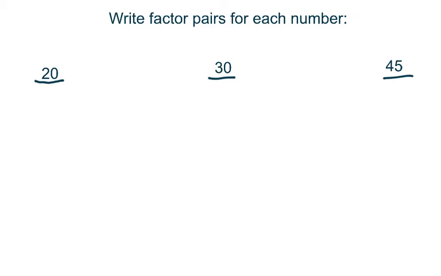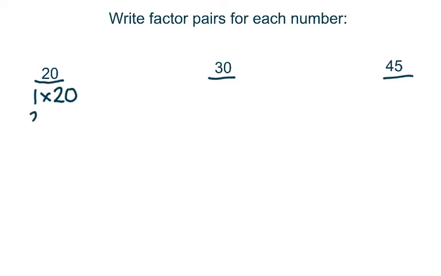So, for example, I'll do number 1 for you. 1 times 20 equals 20. I'm going to go in order, starting with 1, and then anything times 2, anything times 3, until I get the turnaround fact. Remember? When you get that turnaround fact, if you've done them in order, you know you have all the factor pairs.